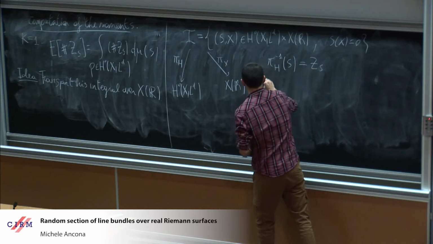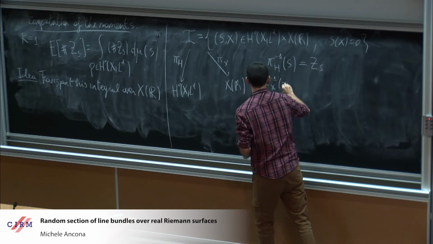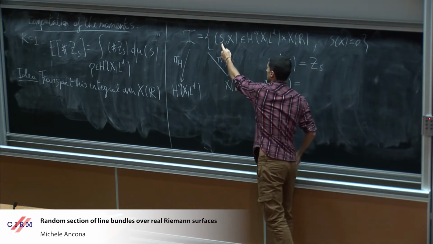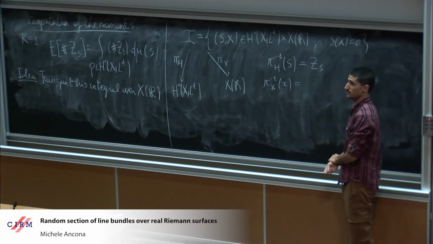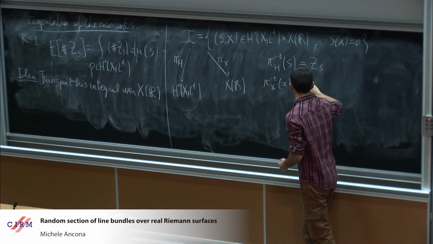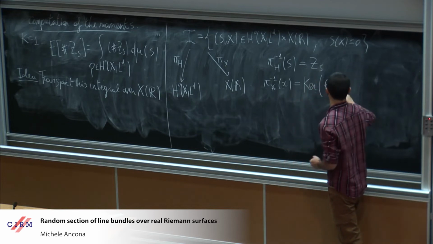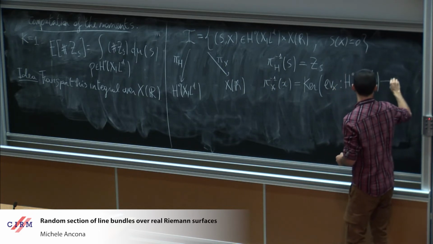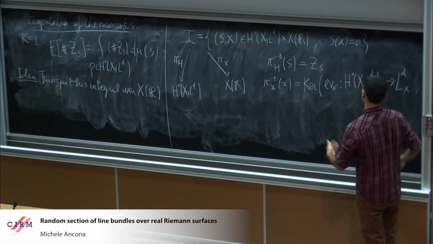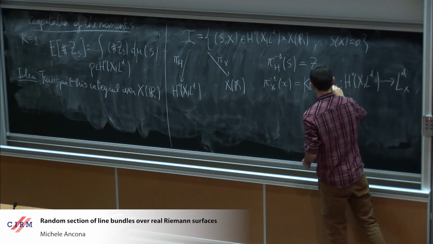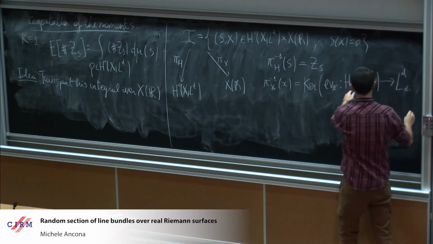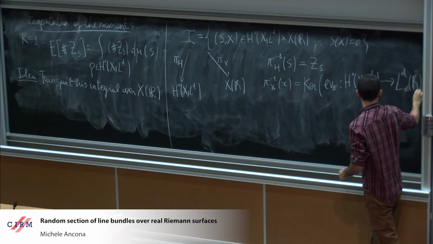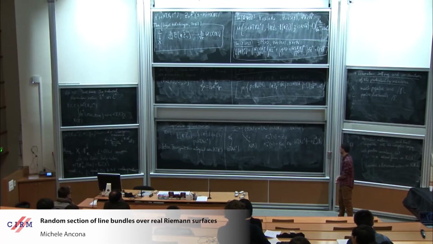And what is the fiber over a real point x? It is composed by sections such that x is a zero of this section, so it is the kernel of the evaluation map at the point x. Actually, as x is a real point, and these are global real sections, it takes values on the real points of our line bundle.